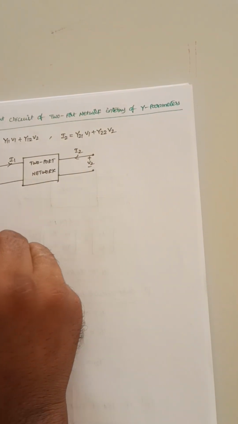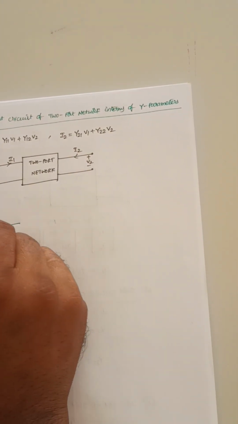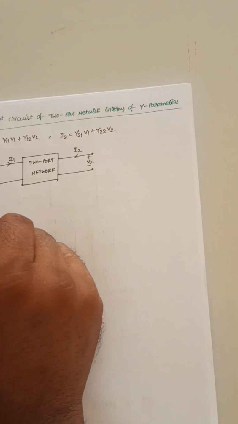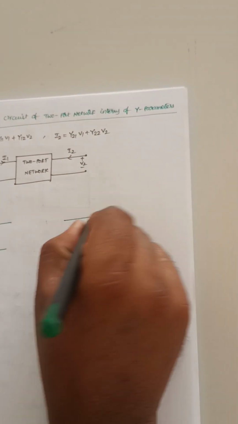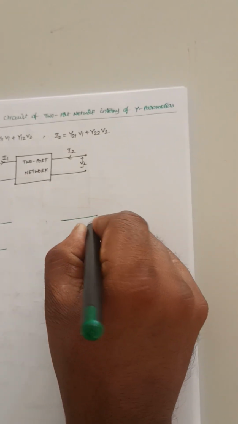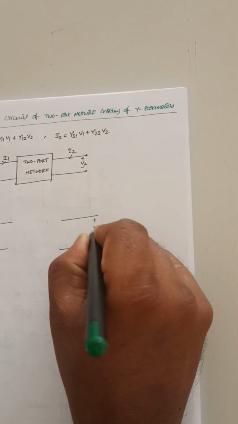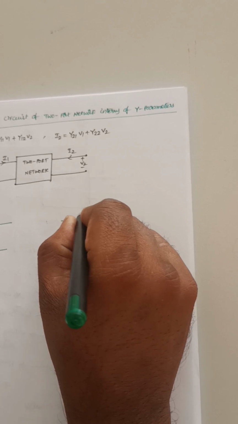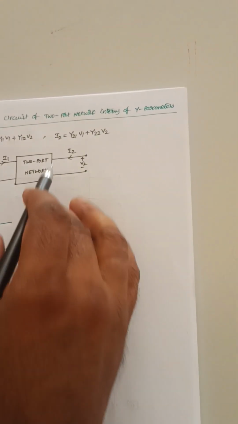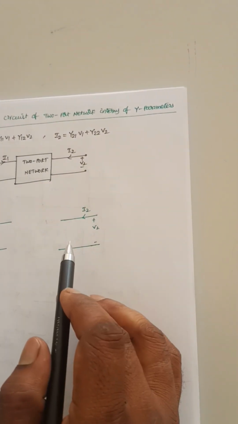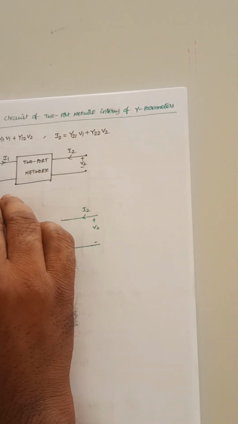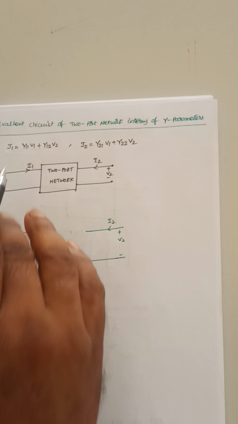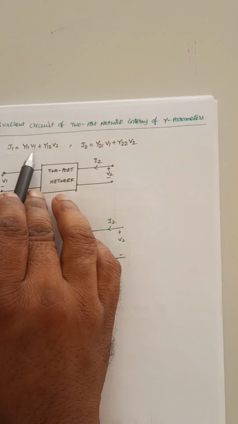Here it is plus and minus, V1 and I1. Here also, plus and minus, it is V2 and the current flowing through this is I2. Now I want to represent this two-port network in terms of Y parameters. So here this current is equal to this current, it is a current equation.